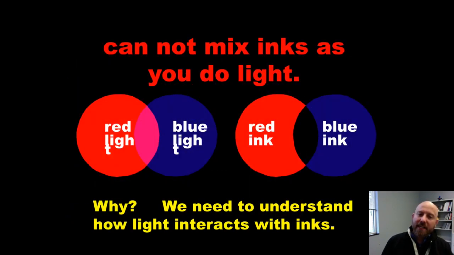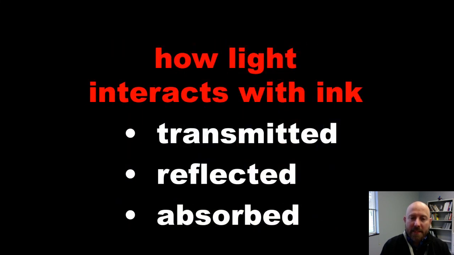Just like I said, you cannot mix inks the way we do light. As I already mentioned, when we bring these things together, inks and light don't work the same because they're not optically the same, and that's what makes them different. So let's talk about how light interacts with ink. It can do one of three different things. It can be transmitted, reflected, or absorbed.